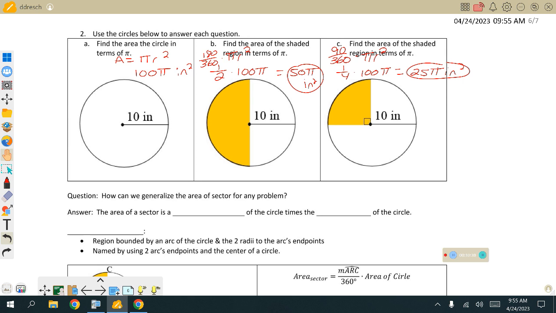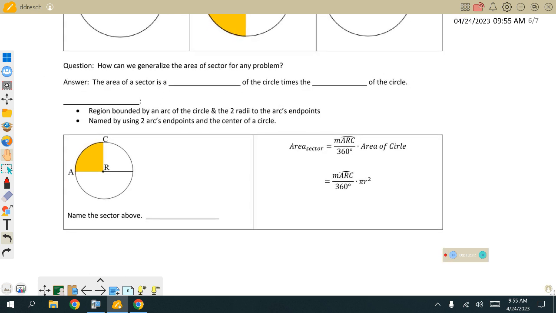It's a fraction of the circle times the area of the circle. What did we say on Friday? We said it's a fraction of the circumference. Today, it's the same idea. Instead, though, it's a fraction of the area. Same idea of the formula, except either times it by the area or times it by the circumference. Make sure you use the right formula. Read carefully.